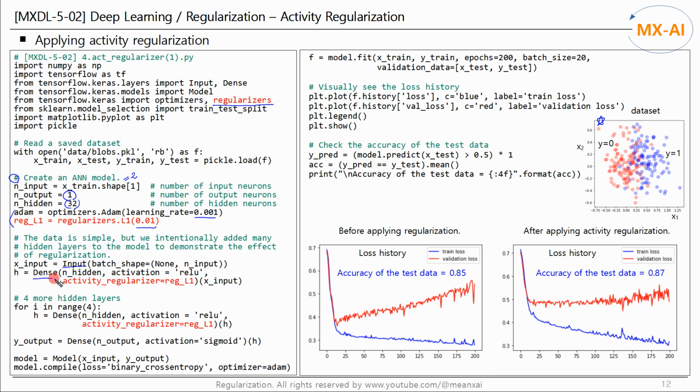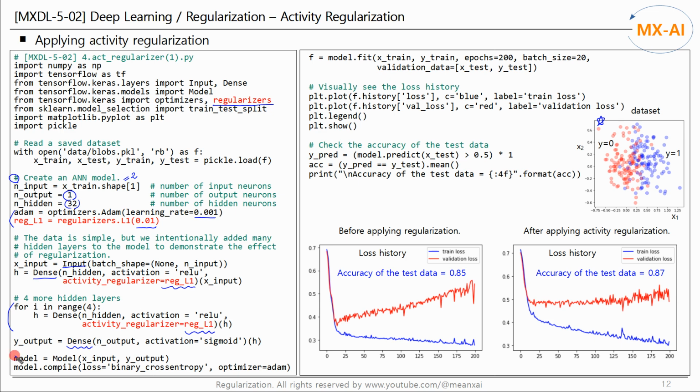Create an input layer and then create the first hidden layer. Apply L1 activity regularization to this hidden layer. Then, the outputs of this hidden layer will not be large. And we create 4 additional hidden layers. The data is simple, but we intentionally added many hidden layers to the model to demonstrate the effect of regularization. We apply L1 activity regularization to these hidden layers as well. Finally, we create the output layer. We did not apply activity regularization to the output layer because the output values do not need to be small.